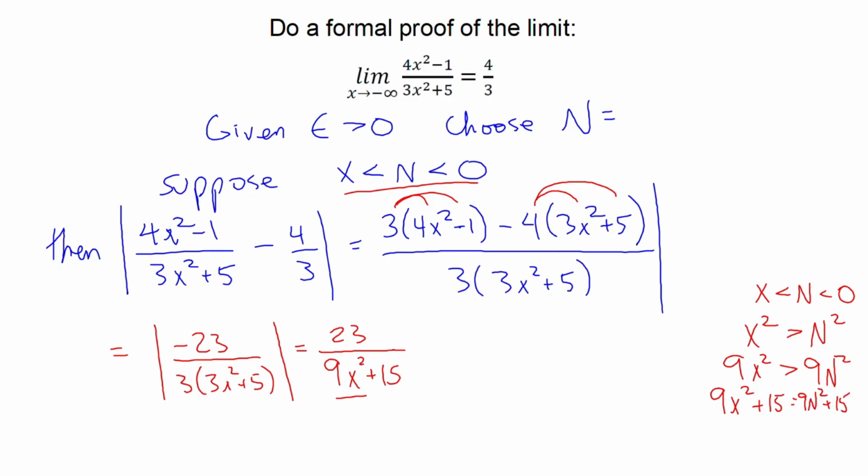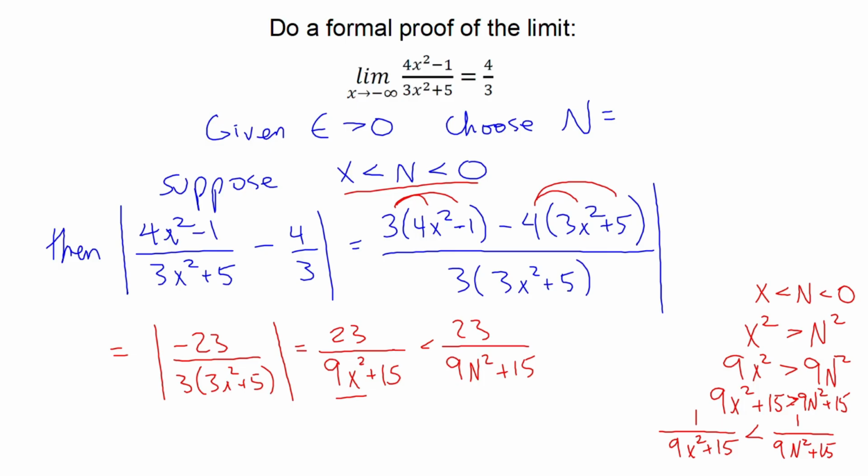All right. And then we can take the reciprocal of both of these to get 1 over 9x squared plus 15 is now less than 1 over 9n squared plus 15. Well, that means that 23 over 9x squared plus 15 is less than 23 over 9n squared plus 15. And from there, we could just immediately solve this, just set that equal to epsilon. But we can also just kind of simplify this down a little bit as well.